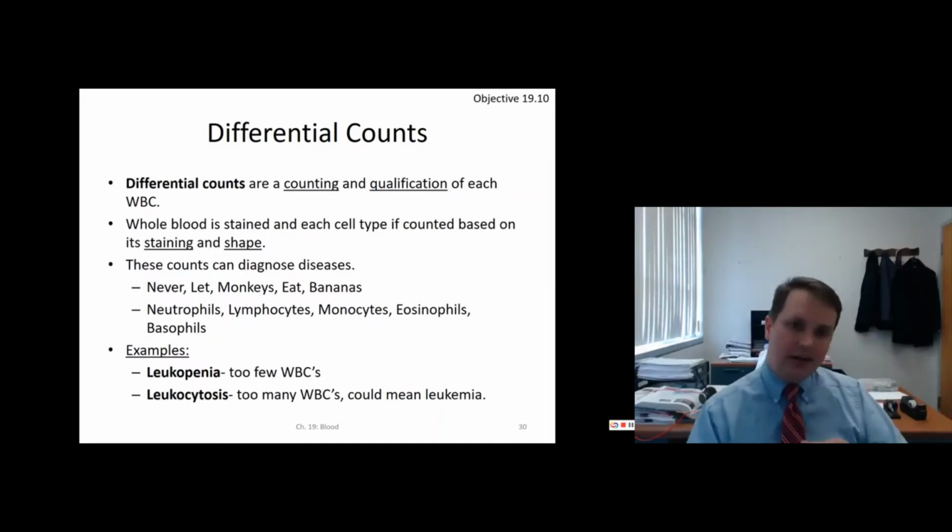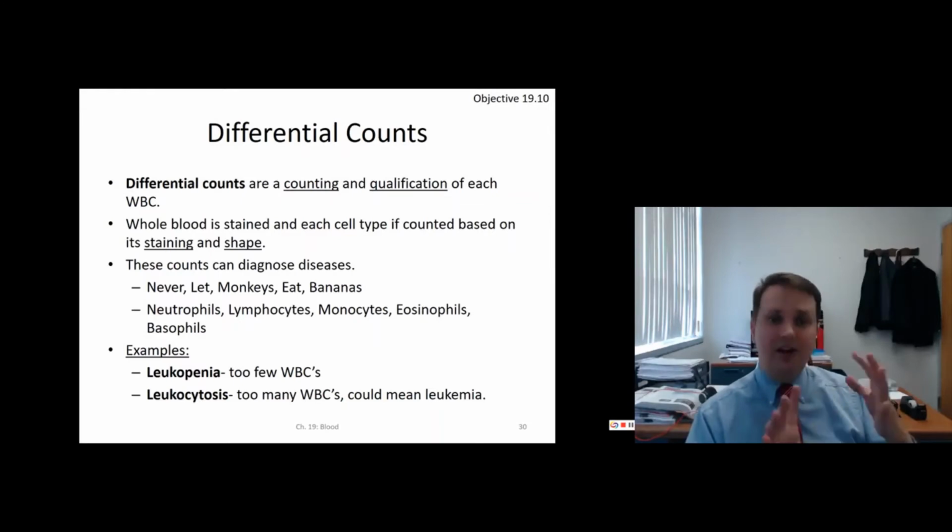Now, that is indicating a disease. For example, never let monkeys eat bananas. That is the appropriate differential count. I will talk about it. Your neutrophils, your lymphocytes, your monocytes, eosinophils, and basophils.